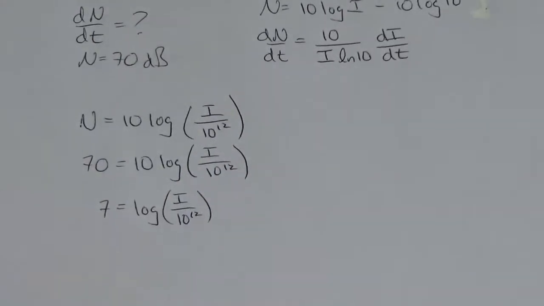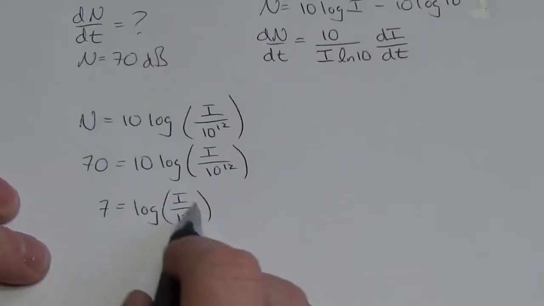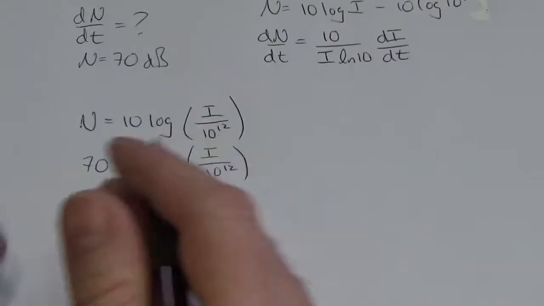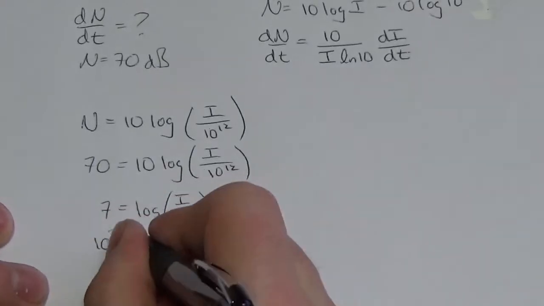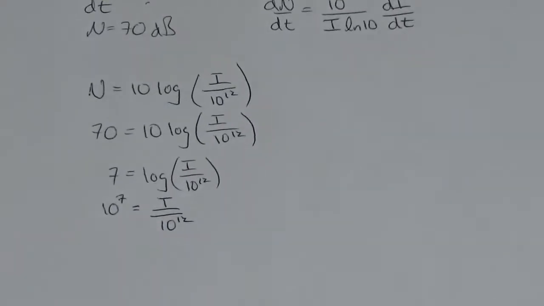Now, in order to evaluate for the variable inside the argument of the logarithm, I need to get rid of the logarithm. Like all of these kinds of problems, when you want to solve a logarithmic equation, the issue is to get rid of the logarithm. If you want to solve a trig equation, you've got to get rid of the particular trig function that's got the variable in it. So it's the same sort of thing all the time here. So I've got to apply the inverse operation here. This is a log base 10, so I've got to apply the inverse operation, 10 to the power of. So this is going to be 10 to the power of 7 is equal to I over 10 to the 12. That's how we get rid of the logarithm.